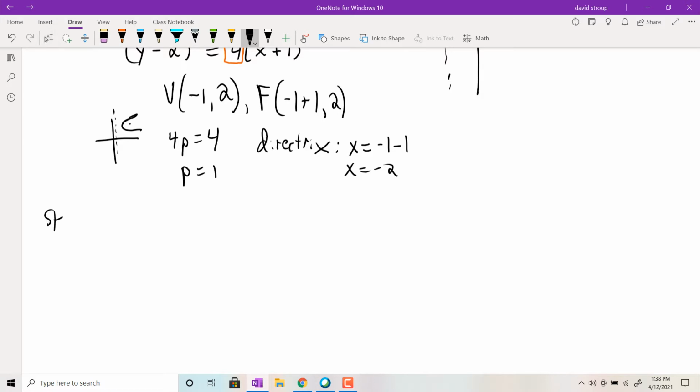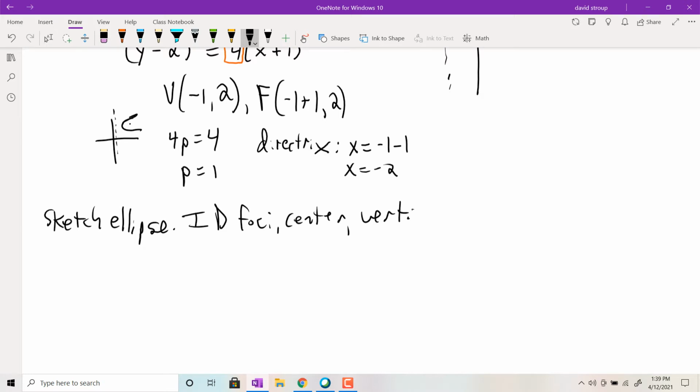So in this case, we want you to sketch the ellipse, and that includes the foci, the vertices, the minor vertices, and the center. And of course, ID all of that stuff. So ID the foci, the center, and all the vertices. You can just do the vertices associated with the A value. If you want for completion, do the B values, but you'll have to graph those anyway. So it's kind of like you have to get all 4 vertices.